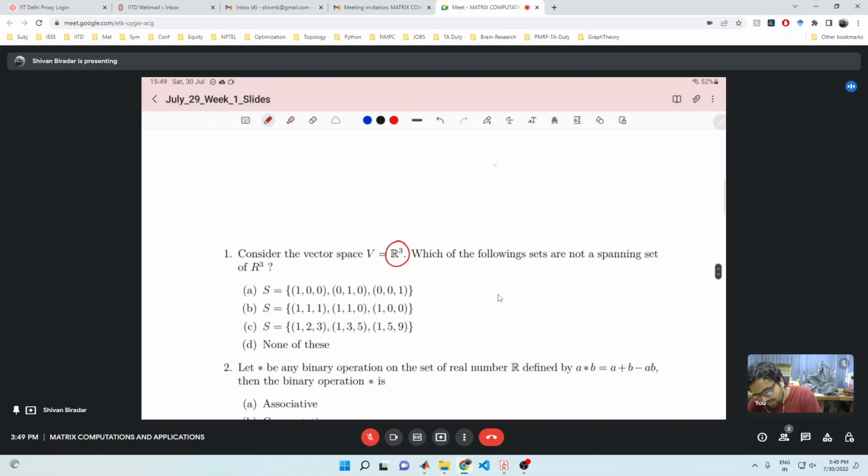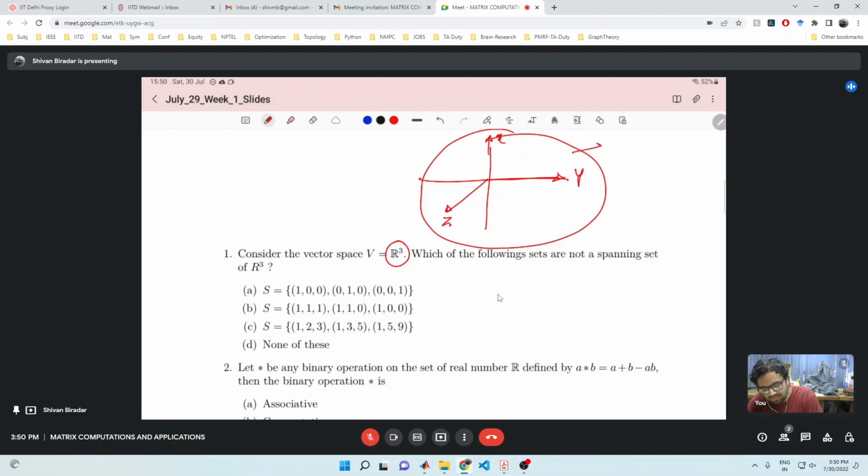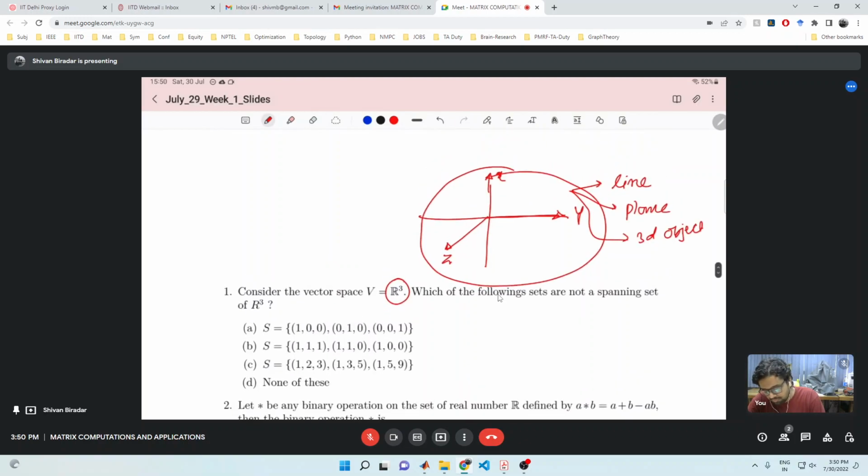So remember that R3 has three axes here: this one and this one. This is X, Y, Z. So in R3, in this whole space, you can get three things: a line, then a plane, and then any 3D objects.